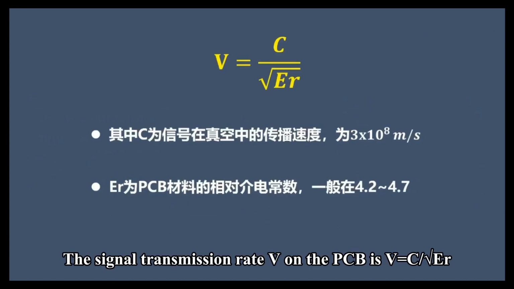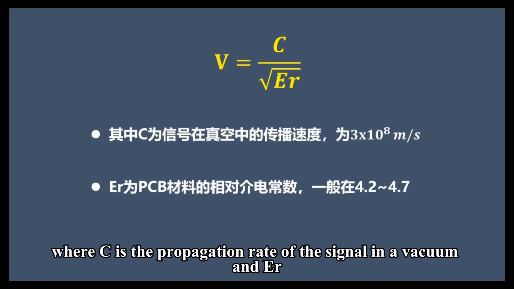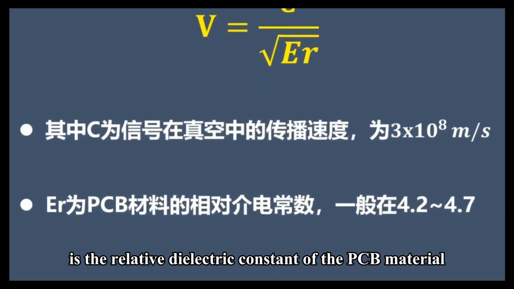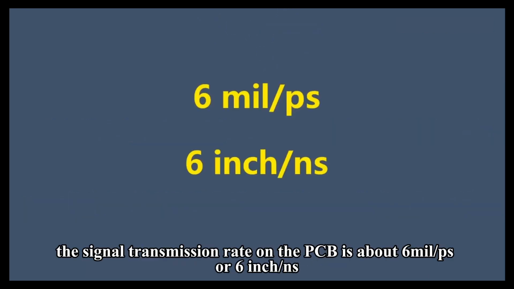The signal transmission rate V on the PCB is V equals C/√εr, where C is the propagation rate of the signal in a vacuum and εr is the relative dielectric constant of the PCB material. So calculated in this way, the signal transmission rate on the PCB is about 6 mil/ps or 6 inch/ns.